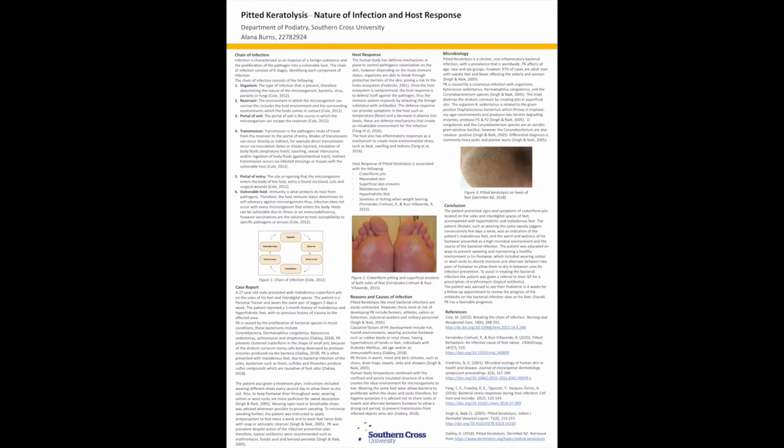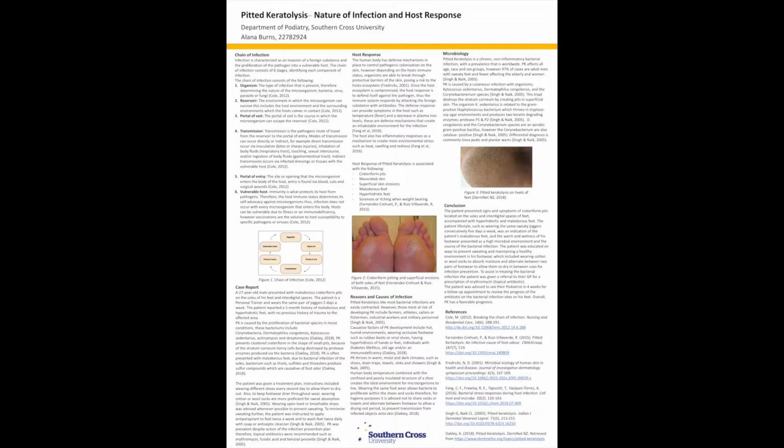These bacteria include Corynebacterium, Dermatophilus congolensis, Kytococcus sedentarius, Actinomyces, and Streptomyces. Pitted keratolysis presents clustered crateriform in the shape of small pits as a result of the stratum corneum horny cells being destroyed by protease enzymes produced via the bacteria. Pitted keratolysis often presents with malodorous feet due to bacterial infection of the soles. Bacteria such as thiols, sulfides, and thioesters produce sulfur compounds which are causative of foot odor.